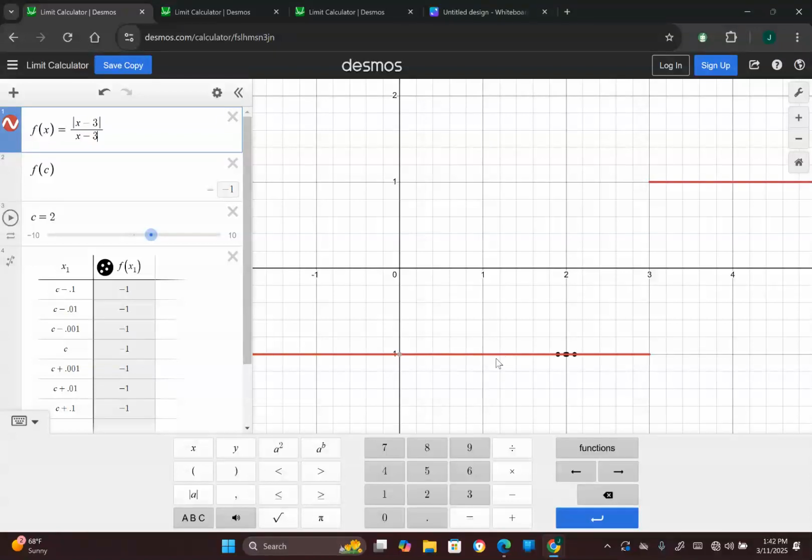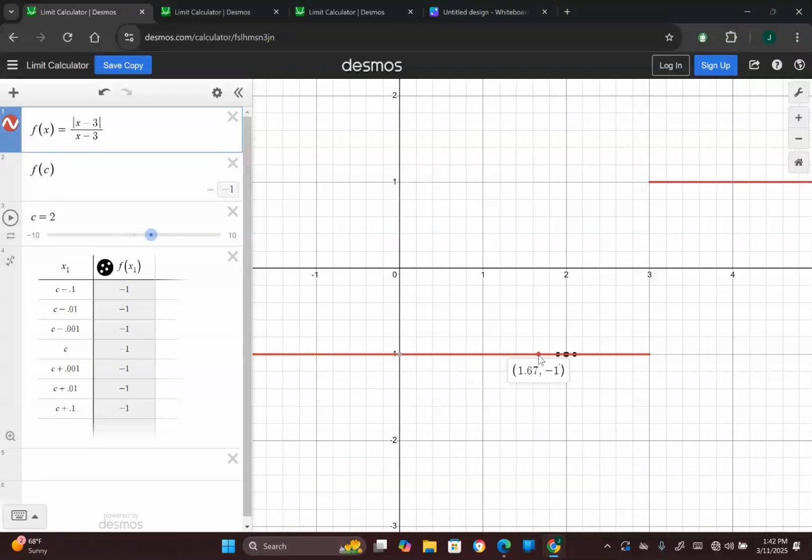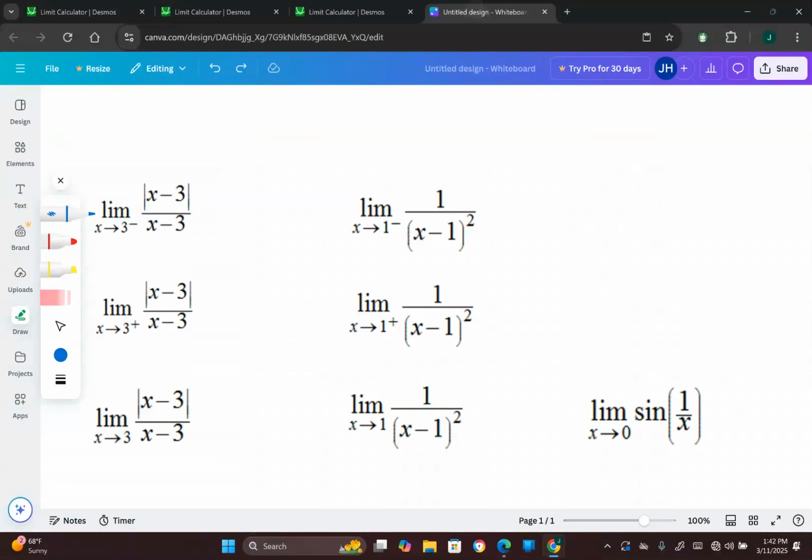what happens here is as you approach 3 from the left-hand side, you can tell that all of these values are approaching -1. In fact, all of those values are -1. On the right-hand side, all of the y values are 1. So if you've watched some of my previous videos, you'll see that when I approach 3 from the left, it's going to approach -1.